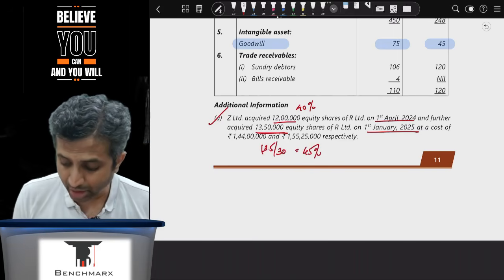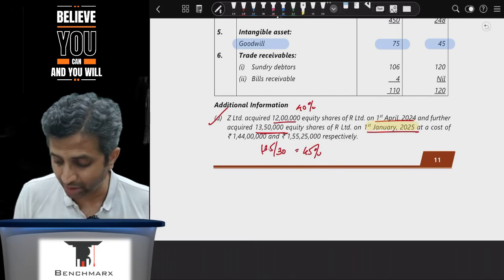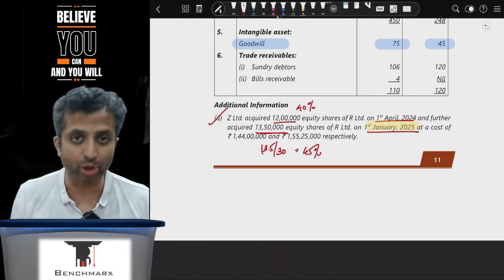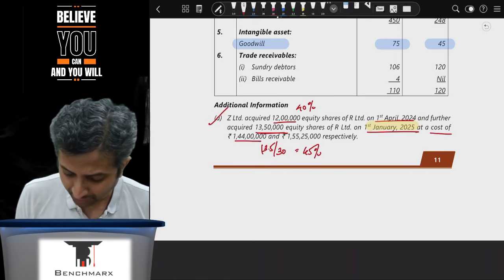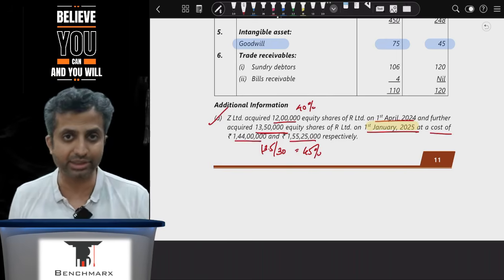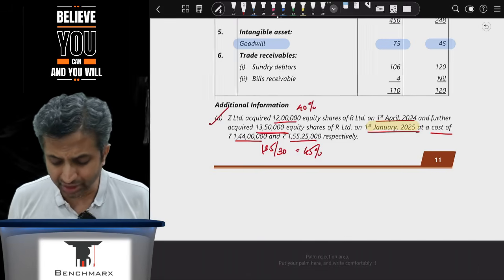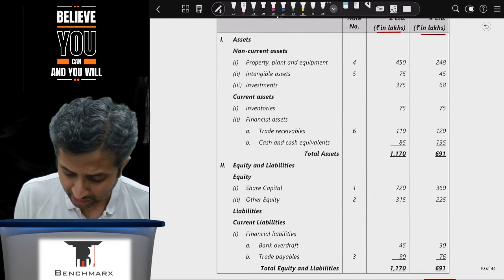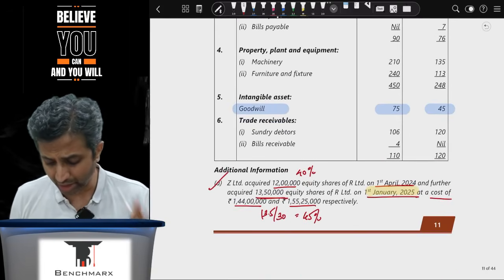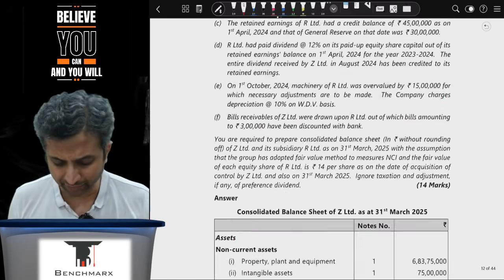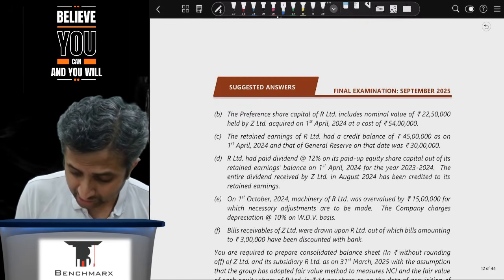So Z will actually acquire control on 1st of January 2025 when Ind AS 103 will apply, at the cost of 144 and 155.25 lakhs respectively. Now both of these are sitting within the general investment. So within this investment of 375 sits 144 as well as 155.25. Okay. Second is another important adjustment.